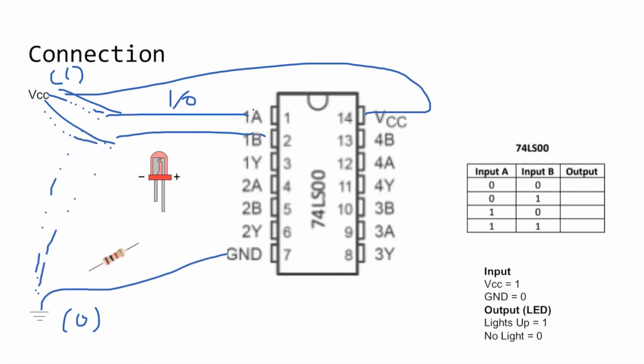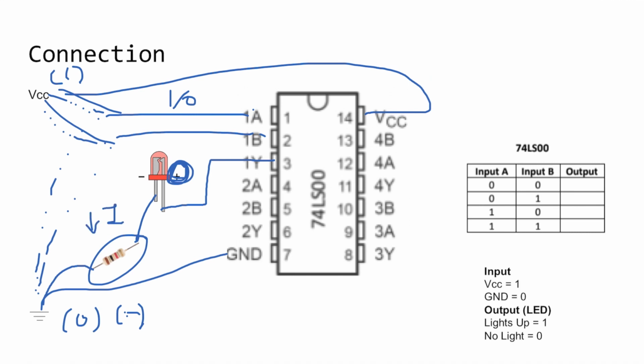Alright. And then for the output, we are going to connect it to the LED. Why we connect it to the positive terminal is because ground is the negative terminal. So we need to connect the ground to the negative terminal through a resistor. The importance of this resistor is to lower the current that flows through it by increasing the resistance of the circuit, so that we don't burn out this LED.